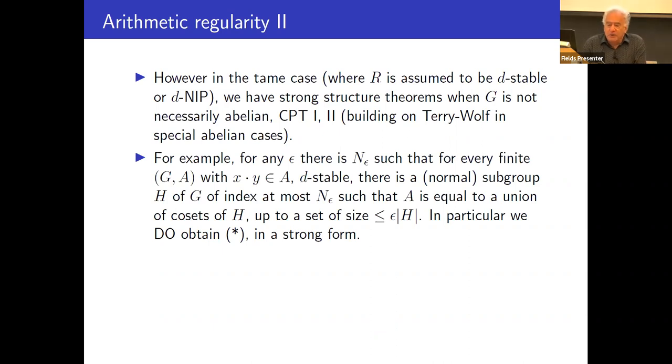here's a statement in the stable case. For every epsilon, there's an N(epsilon), such that for every finite pair (G, A), G a group, where the relation x times y in A is stable, you can find a normal subgroup H of G of index bounded by N(epsilon), such that A is essentially equal to a union of cosets of H, up to a small error. In particular, you obtain star from the previous page in a very strong form, and there's no exceptional set involved. So this is the best of all possible.